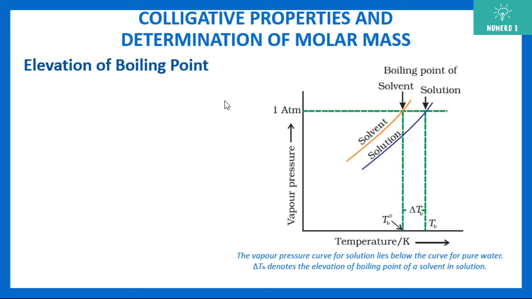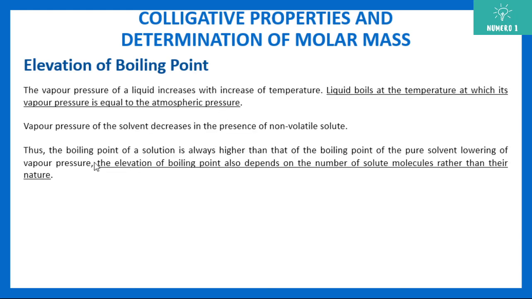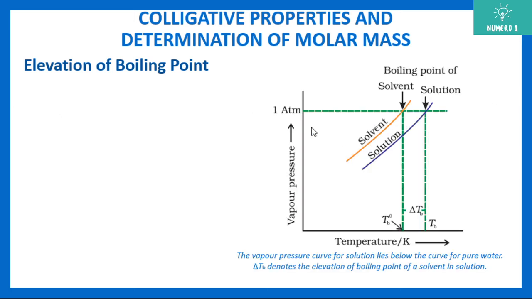Now we will follow a different definition, that is this one here. A liquid boils at a temperature at which its vapor pressure is equal to atmospheric pressure. Note down: a liquid boils at a temperature at which its vapor pressure is equal to atmospheric pressure. Because what happens, let's say the atmospheric pressure is 1 atm.